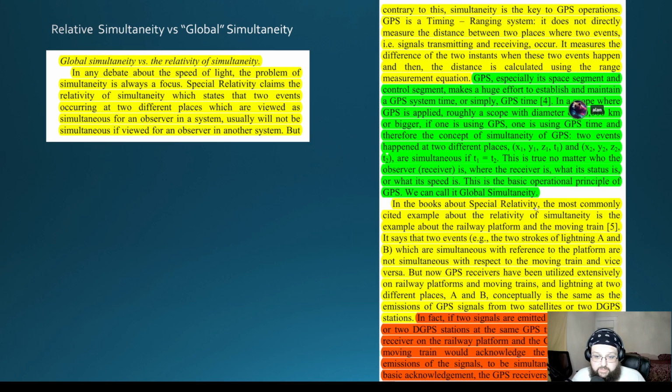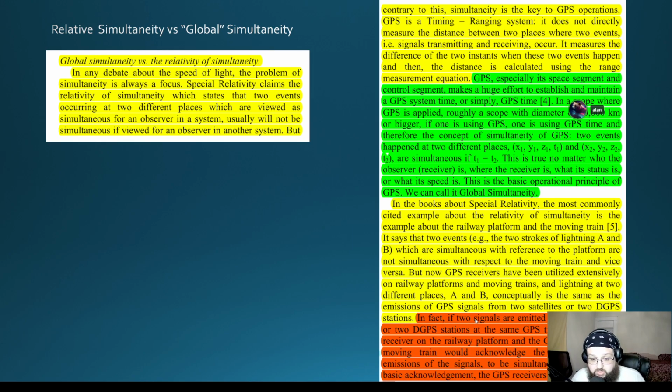In a book about special relativity, the most commonly cited example about relativity of simultaneity is the example of the railway platform and the moving train. It says that two events, e.g. two strokes of lightning, A and B, which are simultaneous with reference to a platform, are not simultaneous with respect to the moving train and vice versa. But now GPS receivers have been utilized extensively on railway platforms and in moving trains, and lightning at two different places, A and B, is conceptually at the same time as the emissions of the signals of GPS from two satellites or two GPS stations.